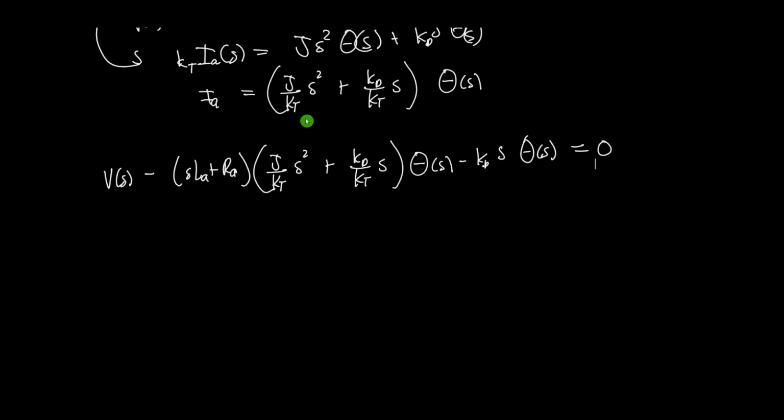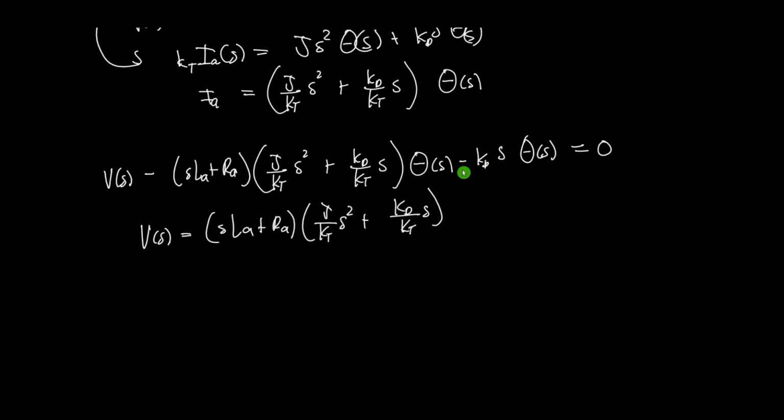Now, if you want to determine the transfer function, the output over the input, our output, remember, is theta S. Our input is the voltage. So we can put these two terms here at the right side. It will become positive. So V sub S now will be equal to this one, S LA plus RA multiplied by J over KT S squared plus KD over KT S.